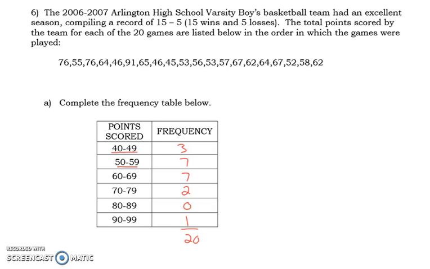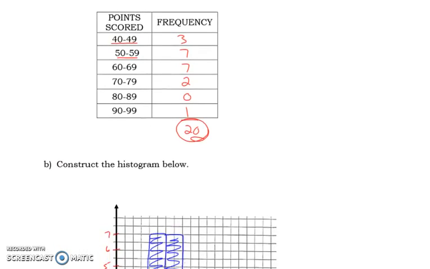Okay, so your frequencies for each interval of points scored should go 3 for 40 to 49, 7 for 50 to 59, 7 for 60 to 69, 2 for 70 to 79, none in the 80s, and 1 in the 90s. Now what I want you to notice is I actually totaled up my frequencies to make sure I've got the total number of games when they tell me that there was 20 games. So I just added up my frequencies to make sure I got 20, so I know I wasn't missing anything.